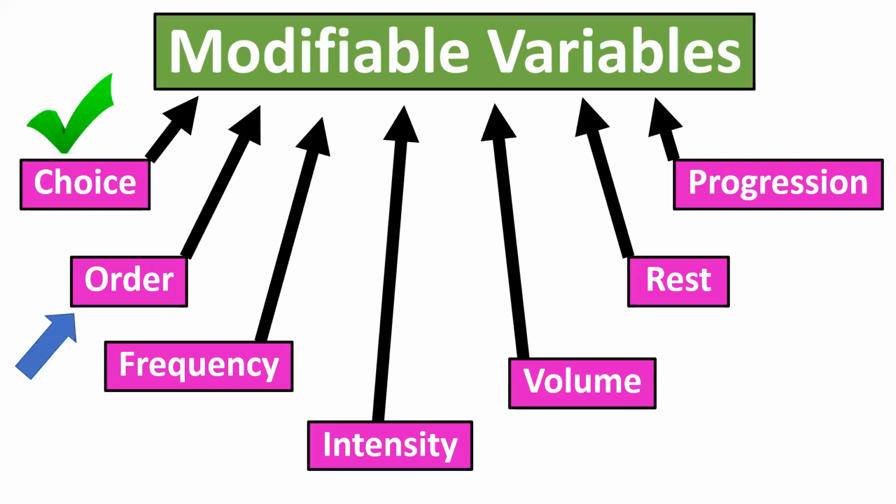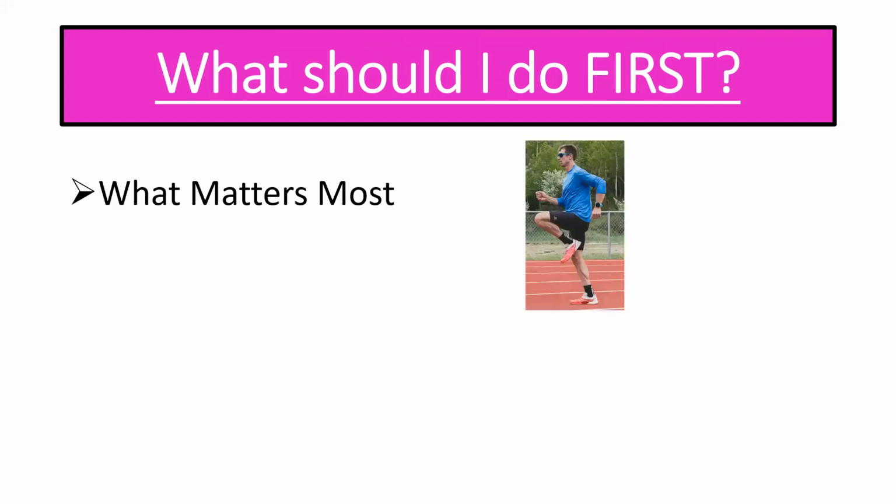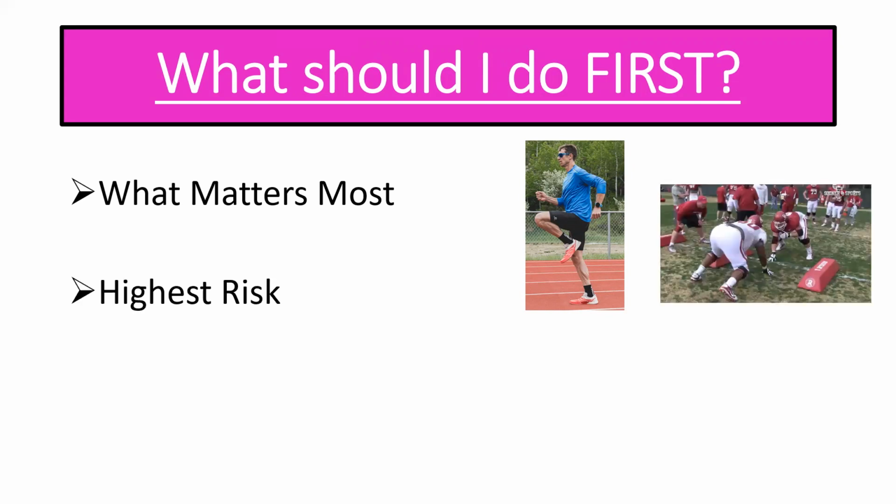Right, so we've gone through choice, now let's go through order. So what should I do first? So I'm thinking of all of my exercises I can do. What do I want to do first? The first thing you should do is what matters the most. So if that's skill, that's technique, that's speed, whatever matters most, do it first, because that is what matters. Whatever stimulus you give to the body first, you will have the most adaptation to. The next is the most highest risk.